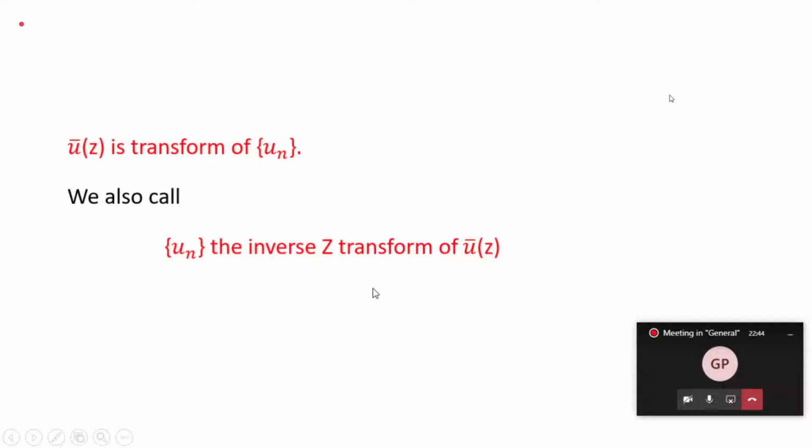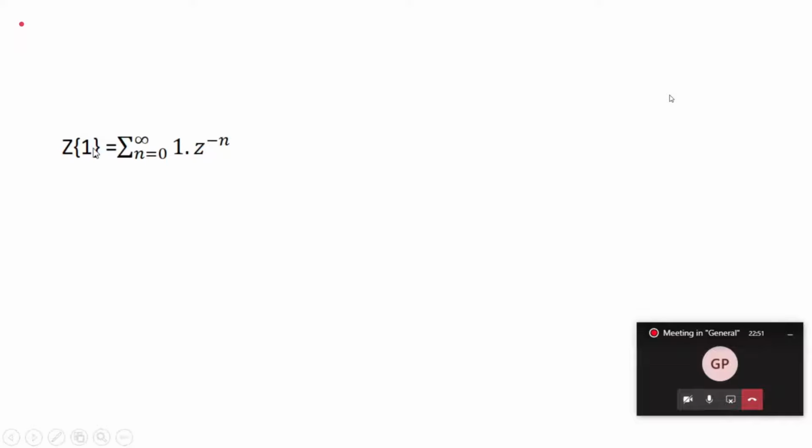Okay, let us see some examples. Use your pen and paper, please. Let us say I want to find z transform of 1. So how do I get it? It is summation 1 into z to the power minus n, which is same as summation of 1 by z to the power n. So you please write along so that you will understand it better.